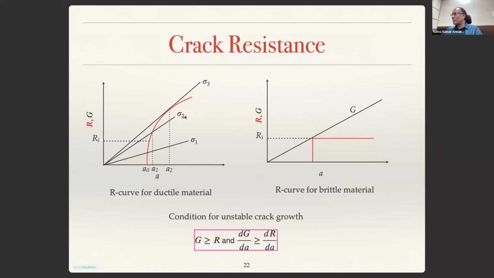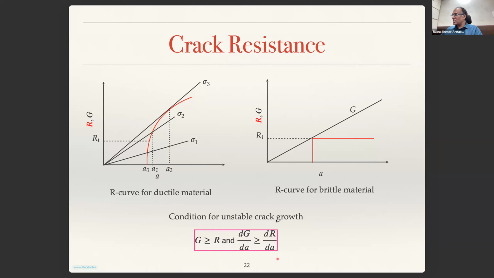But if your load is only sigma 2, you can see that G is, for example, if your crack length is A0, you would see that G is always greater than this fellow, and hence it will not grow. But the moment the crack resistance increases, then the crack will go from A0 to A1. The crack will not go beyond A1 for sigma 2, where the loading is sigma 2, because the resistance is larger than G. Although you are increasing G, your resistance has always been greater, and hence it will not increase.